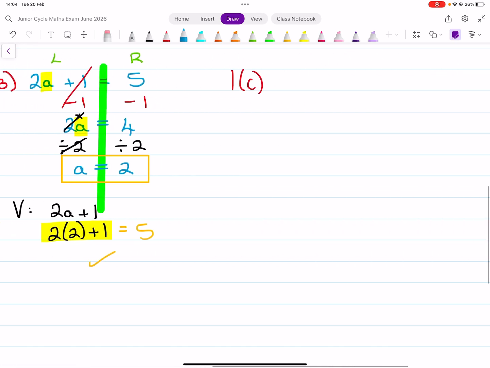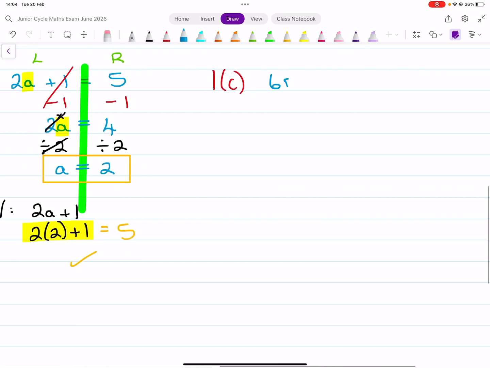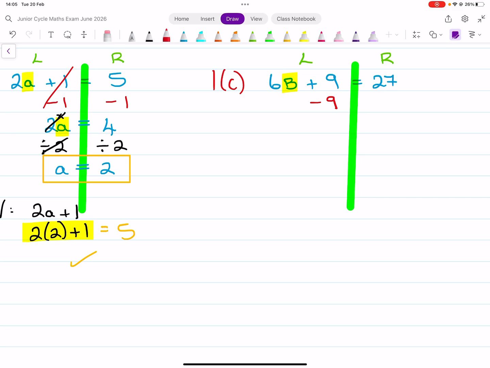6b plus 9 equals 27. I'm going to put my line in. My variable this time is b. So I'm going to minus the 9 to get rid of the plus 9, minus the 9 to balance it out. Tidy up, 6b, and 27 minus 9 is 18.